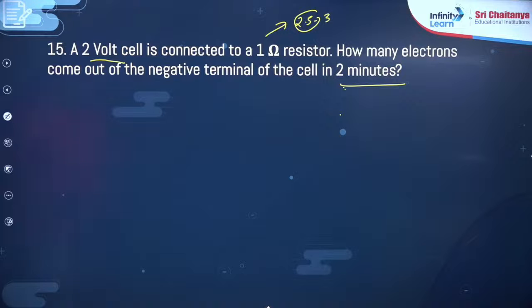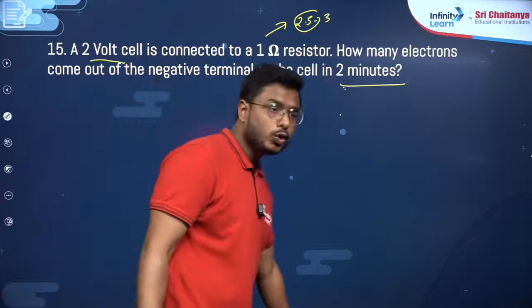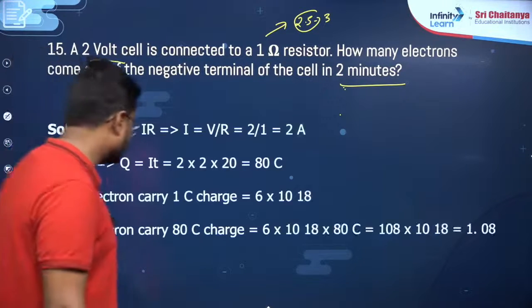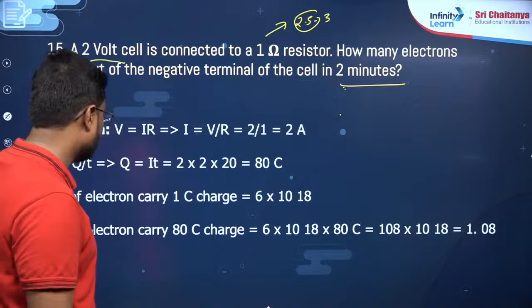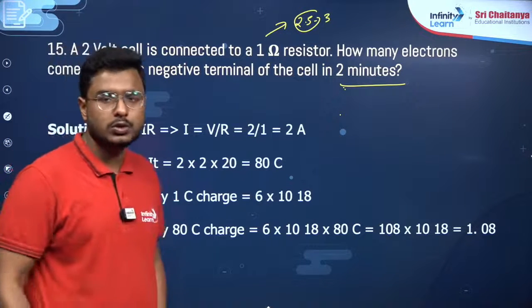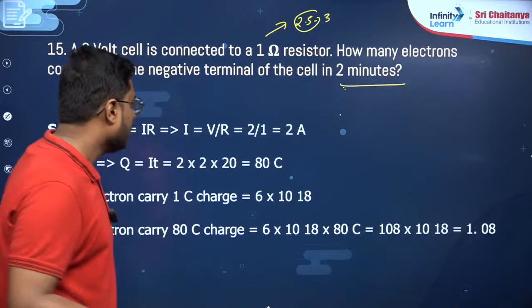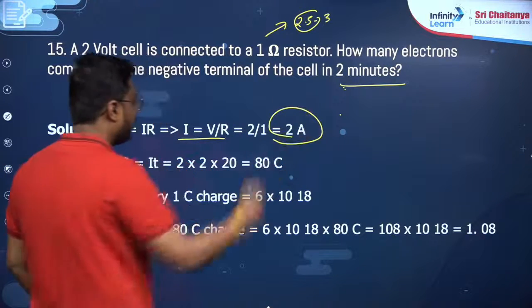Okay, I got the answer from Aditya, 1.5 into 10 to the power something. We'll check this. Let's see how to solve these kinds of questions, students. Basically, it is easy. You just need to think about it. We require the value of current because we know that Q is equal to It. To calculate the charge, first I need to know the current. So I is equal to V by R, 2 by 1, so that will be 2 ampere.